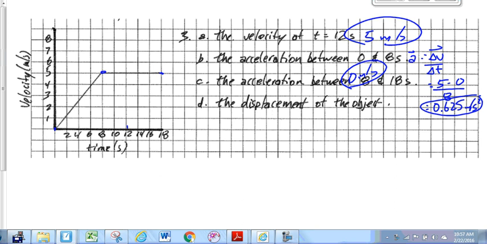Displacement. Here we got a triangle and a rectangle. Let's say the area of section 1 is 1/2 of base times height. 1/2 of the base would be 8. The height would be 5.